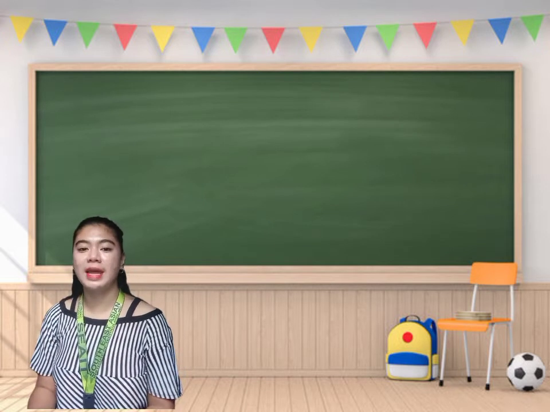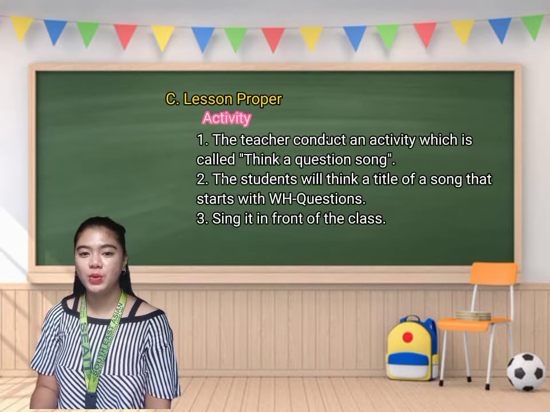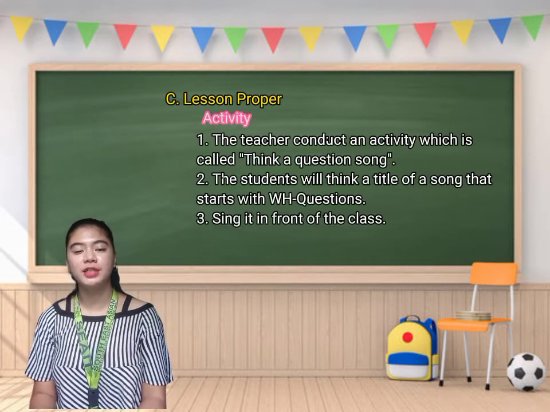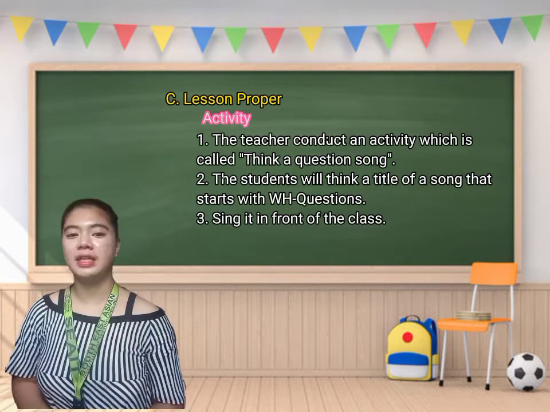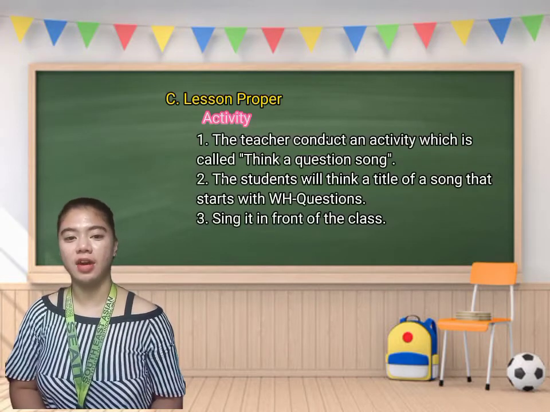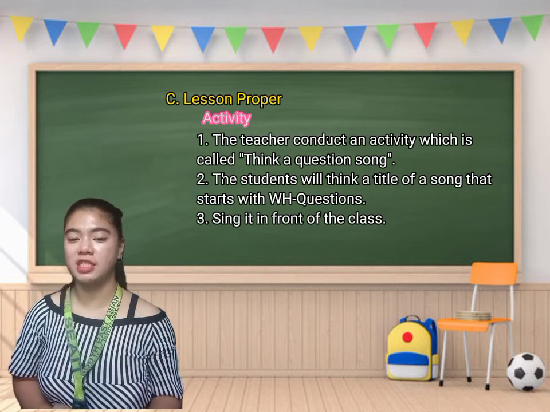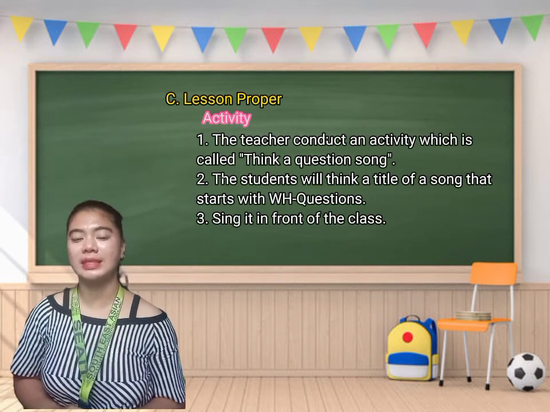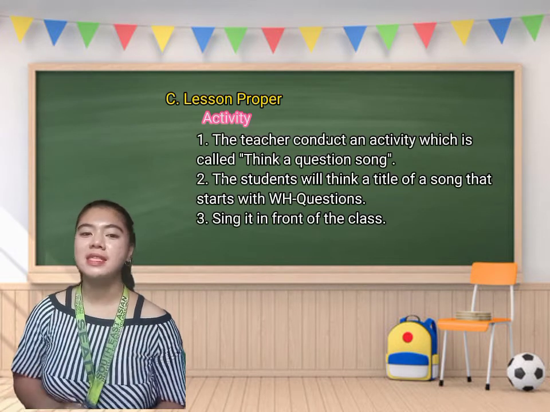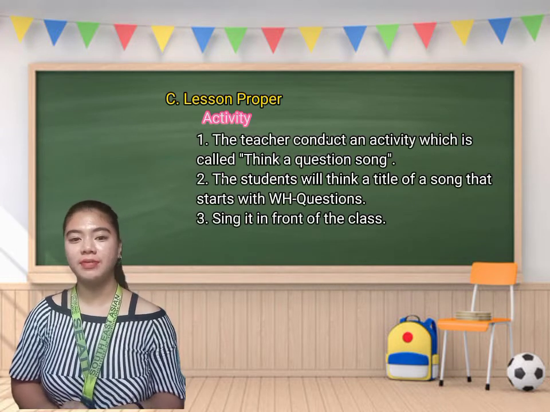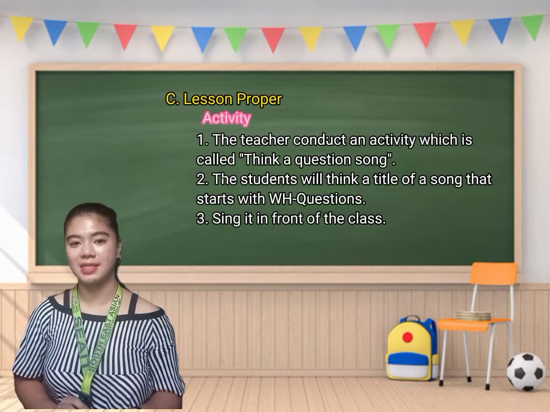Now let's proceed to letter C, which is the lesson proper. Lesson proper gives the preview or advanced idea of the lesson in order to meet the learning objectives and the expected outcome at the end of the lesson. It includes the activity. My activities are number 1, the teacher conducts an activity which is called Think a Question Song. Number 2, the students will think a title of a song that starts with the WH questions. And number 3, sing it in front of the class. From the given activity, students will use their thinking skills in order to meet the given task.